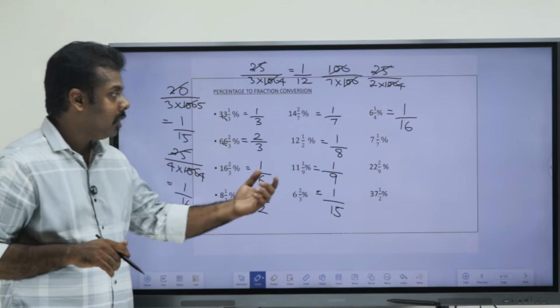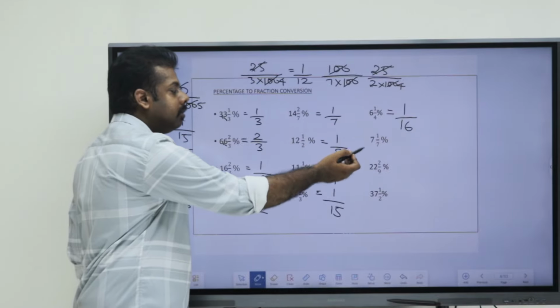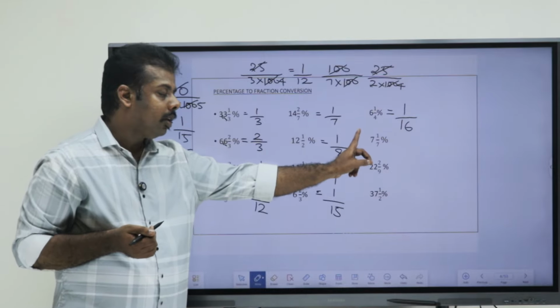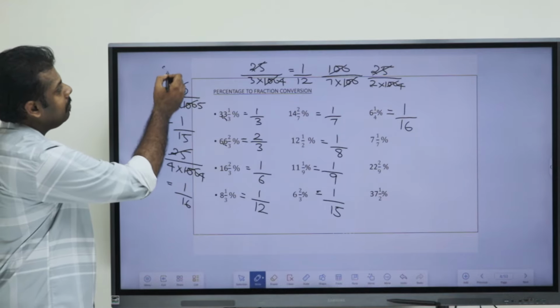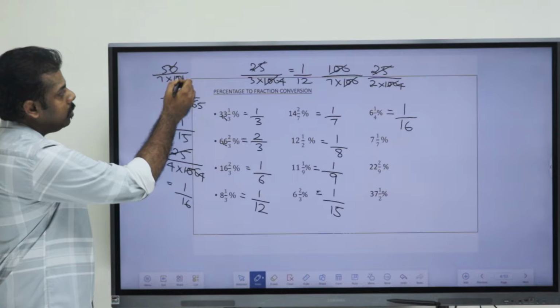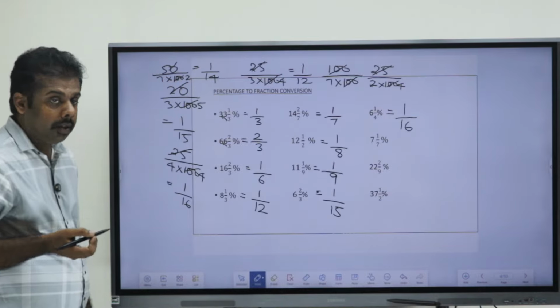Now we can move to the next case, that is 7 1 by 7 percentage. What is the fraction that we are getting? 7 7s are 49, plus 1 gives us 50. So this is basically 50 by 7 into 100. So 50 2s are 100. What are you getting as a fraction part here? 1 by 14.